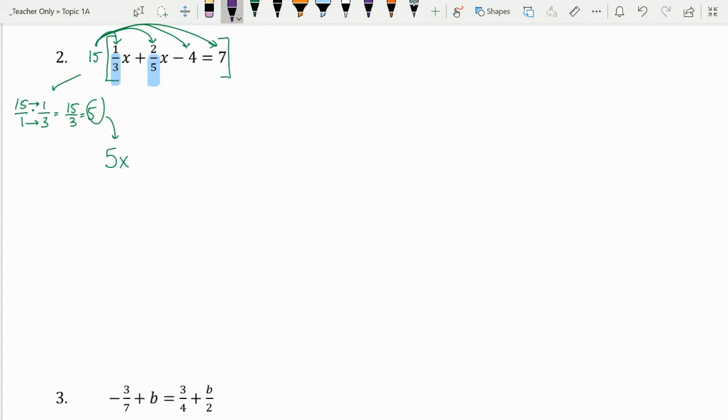Now let's go ahead and do the next one. I'm going to show this one, 15 times 2/5 over here. Again, we're going to treat this as 15 over 1. You multiply the numerators, 15 times 2 is 30. 1 times 5 is 5. So multiply the numerators, multiply the denominators, and then reduce. So 30 divided by 5 is 6.